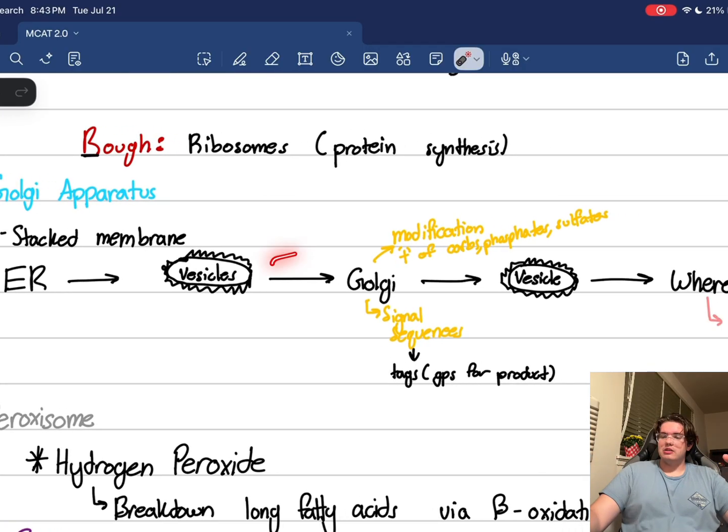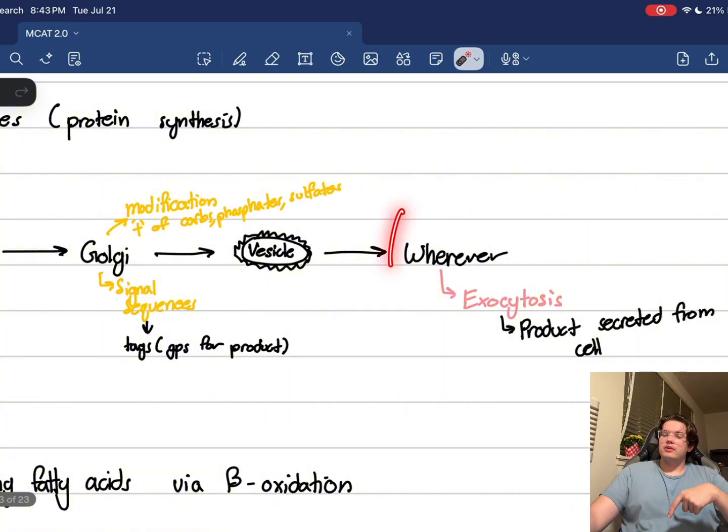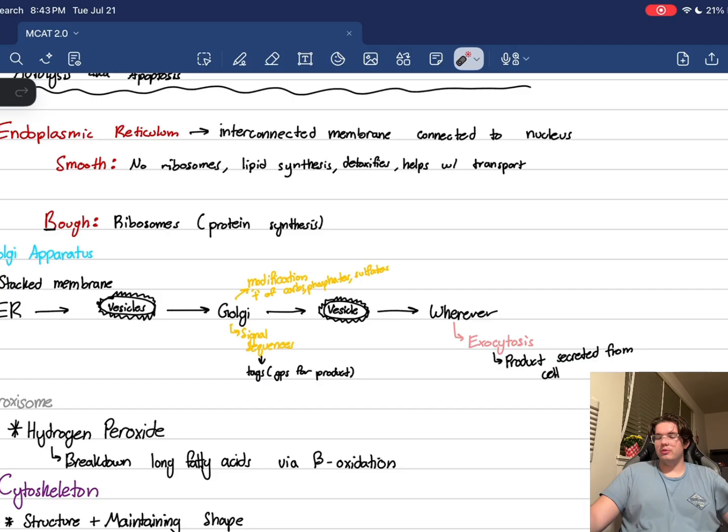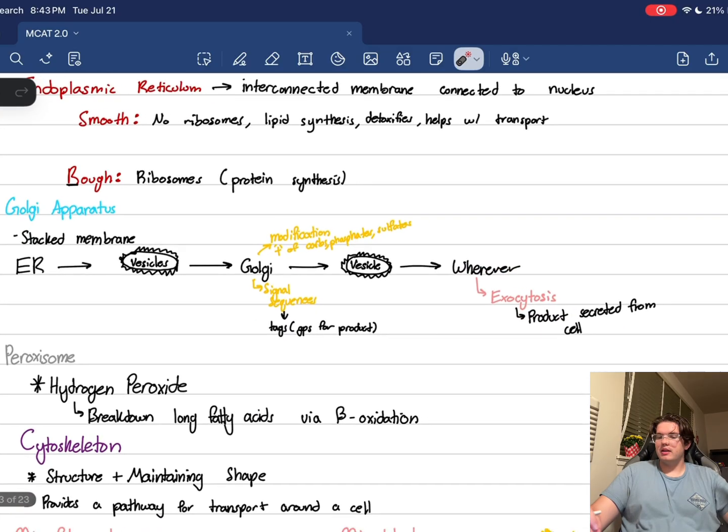But these vesicles then transport everything to the Golgi apparatus, where it is modified with either carbs, phosphates, or sulfates, things being added on. And we also key-ly add on the signal sequences. These signal sequences tell the cell, or tell the product in the vesicle, where are we going? Where are we headed to? Where are we shipping off to, right? And that, of course, brings us wherever we want within the cell. Okay, and that might even include exiting the cell through exocytosis.